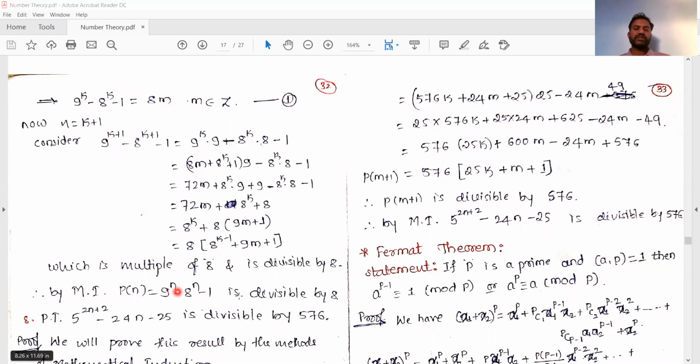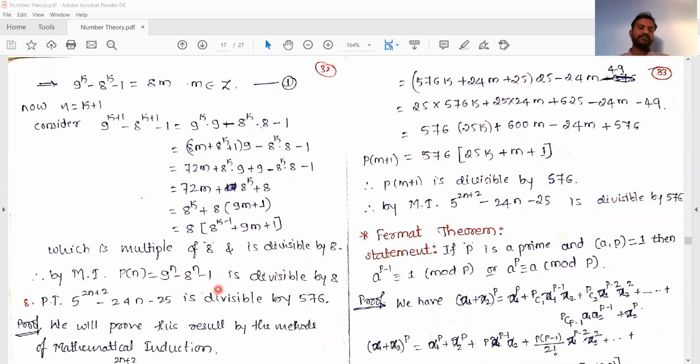Hence by mathematical induction, P of n, that is 9 raised to n minus 8 raised to n minus 1, is divisible by 8. For every n it is true. For every natural number n the condition holds here.